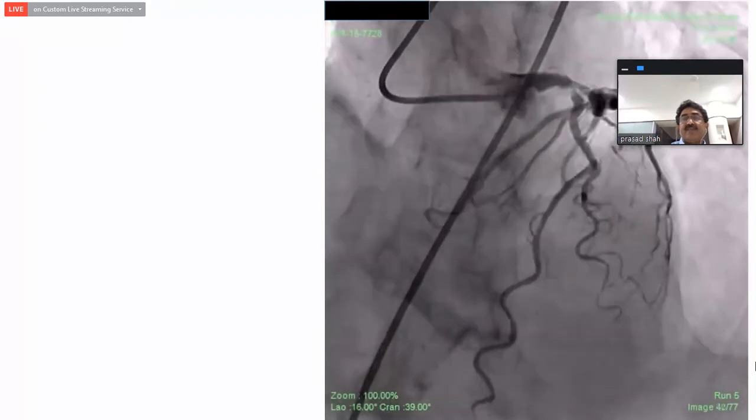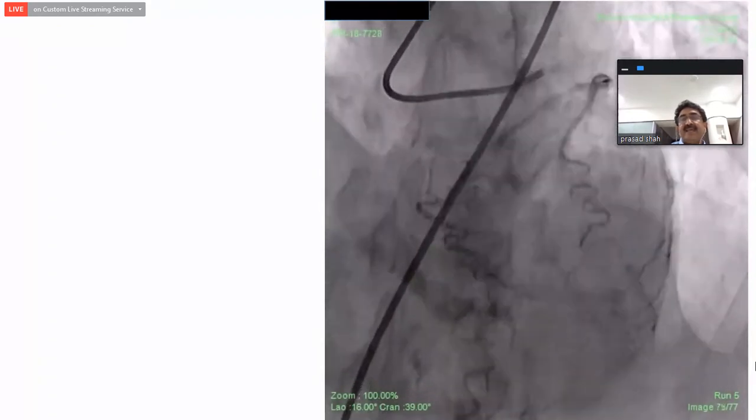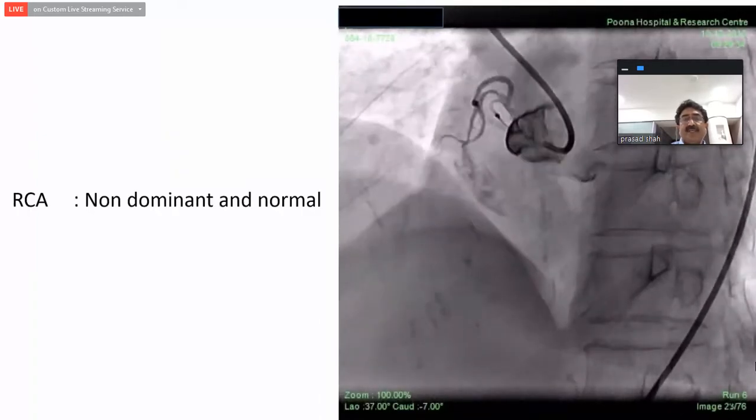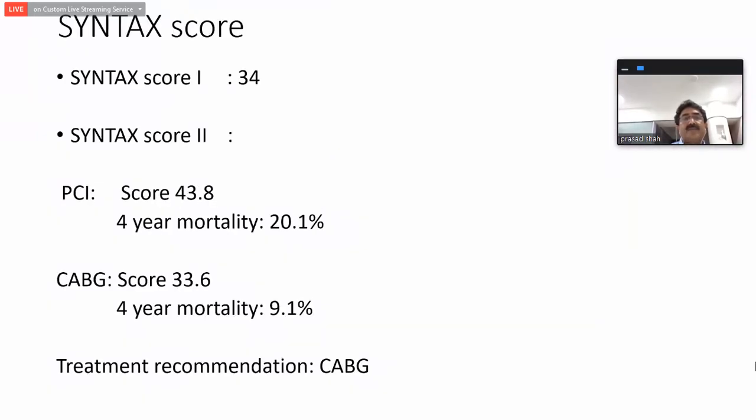This is another view of the LAD in the epicranial view. The RCA was non-dominant and normal. The SYNTAX score was 34. A SYNTAX score 2 with a PCI score was 43.8, and a CABG score was 33.6.